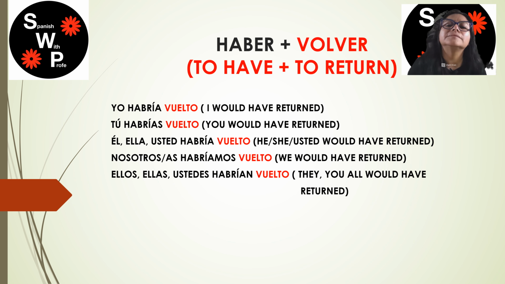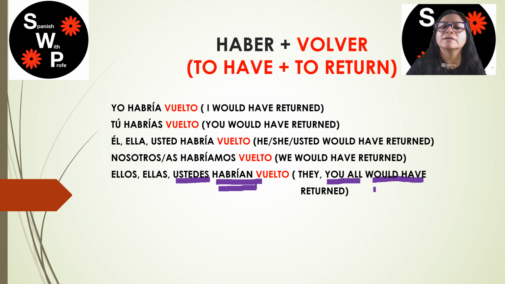Haber plus volver. Volver is an irregular verb. So, yo habría vuelto, tú habrías vuelto, él habría vuelto, usted habría vuelto, ella habría vuelto, nosotros habríamos vuelto, nosotras habríamos vuelto, ellos habrían vuelto, ellas habrían vuelto, ustedes habrían vuelto. So, once again, ustedes, you all, that is vosotros in Latinoamérica. The helping verb, habrían, in English will be would have, and the given verb, return. Okay, muy bien.